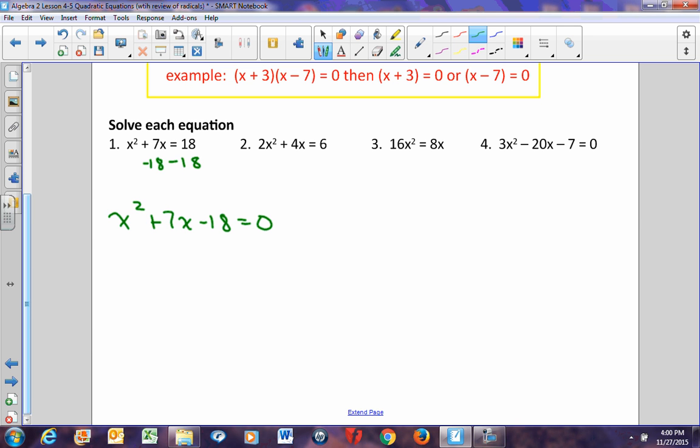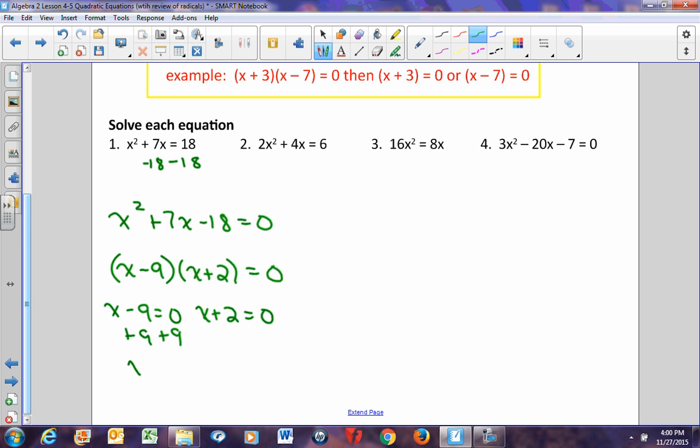Now I'm going to factor this. I need two numbers that multiply together to get negative 18 and add together to get positive 7. So I'm looking at negative 2 and positive 9. So x minus 2 times x plus 9 equals 0. Now I need to solve both of these for 0. So x minus 9 equals 0 and x plus 2 equals 0. So if I solve this, I will add 9 to both sides here. X equals 9. Here I'll subtract 2 from both sides. X equals negative 2. So the zeros of this function, or the solution to this equation, is x equals 9 or negative 2.